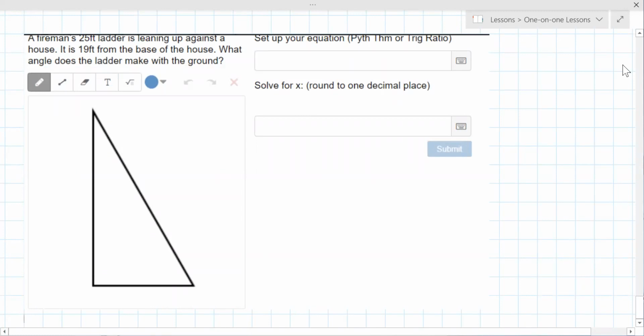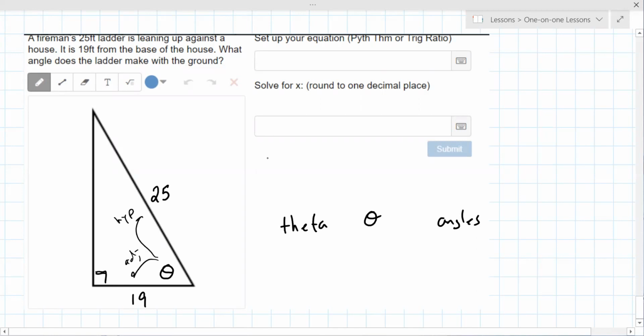A fireman's 25-foot ladder is leaning up against a house. So this is 25. It is 19 feet from the base of the house. So this is 19. What angle does the ladder make with the ground? They're asking for this angle here. This is the Greek symbol theta. Theta is used for angles a lot, so we're going to use that today. If I gave you this angle, this is the backwards question because you're used to getting the angle. If I give you the angle, what is 19? Well, it's adjacent, and 25 is the hypotenuse.